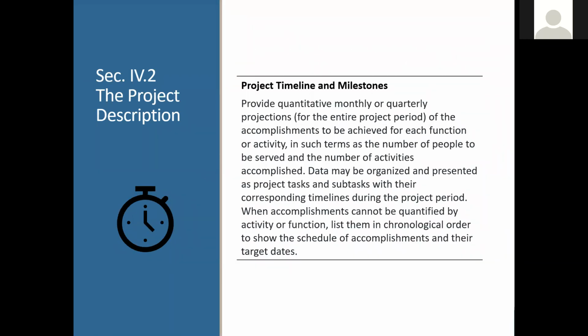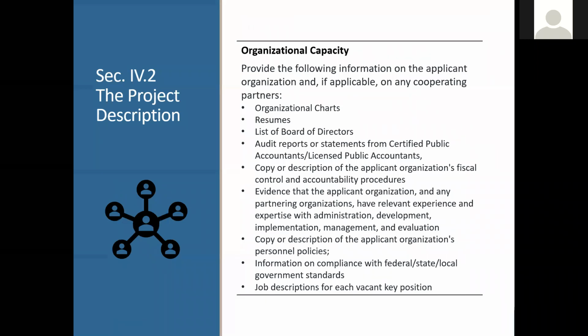For the project timeline and milestones section of the application, applicants should provide quantitative monthly or quarterly projections for the entire 15-month project period of the accomplishments to be achieved for each function or activity. For the organizational capacity section, applicants should provide information that shows OCS that they have the capacity to complete the stated project. Evidence of this would include all of the bullets listed below on the slide.